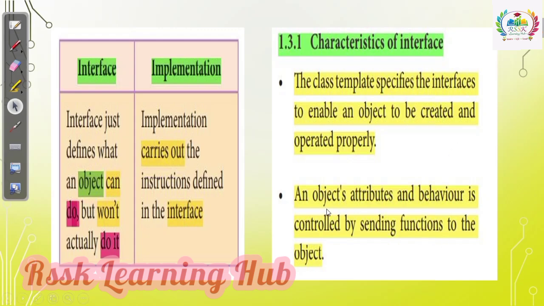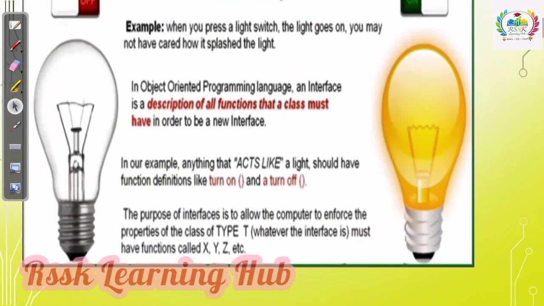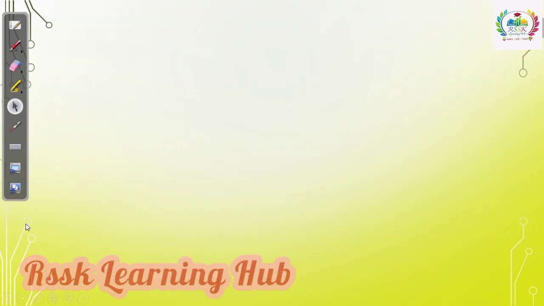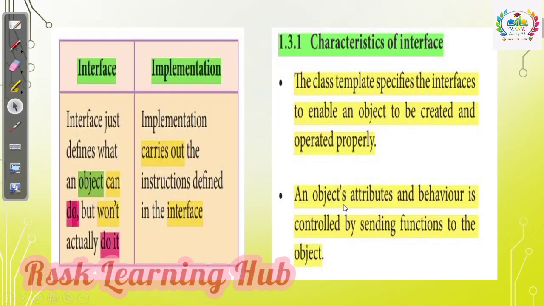Now moving to the second point: an object's attribute and behavior is controlled by sending functions to an object. We saw a function, no? Turn off and turn on. Can you remember this one? Here see, this turn off and turn on are the functions created for an object. So this is what you write in your second point: an object's attribute and behavior is controlled by sending functions to an object. So what functions are they sending? Turn off and turn on are the functions sent to your object over here.